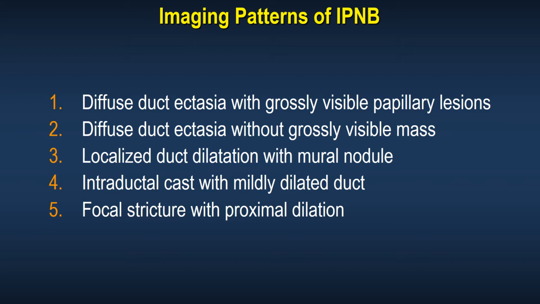First, diffuse duct ectasia or dilation and also intraductal papillary lesion that can be seen on imaging. Second, diffuse duct ectasia but no grossly visible mass. Third, a localized duct dilation or cystic lesion, commonly with mural nodule. Fourth, intraductal cast-like material with minimal duct dilation. Fifth, focal stenotic lesion and proximal dilation.